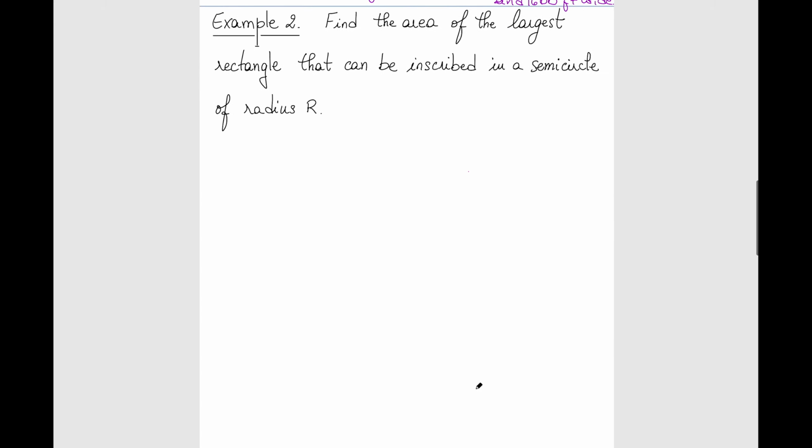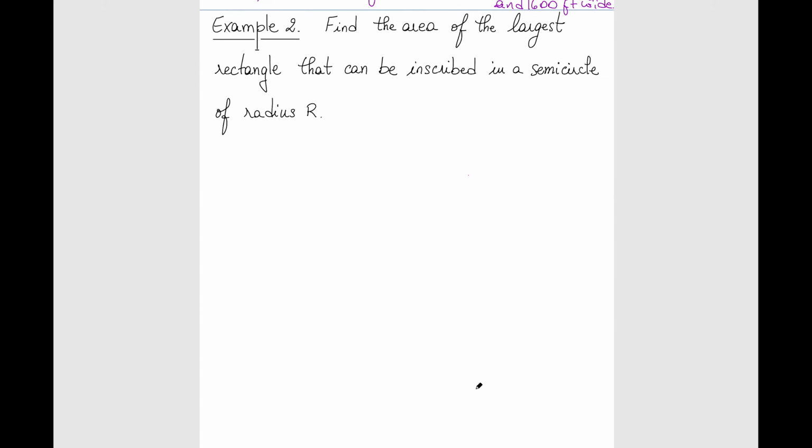All right. So find the area of the largest rectangle that can be inscribed in a semicircle of a fixed radius r. So r is chosen, right? So the question is, what's the largest rectangle that can be placed within that semicircle, which means two of its vertices are going to be on the semicircle. Okay. So let's say I have a semicircle like this, and that thing has radius r.